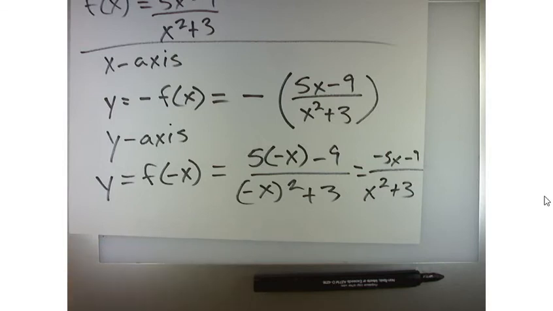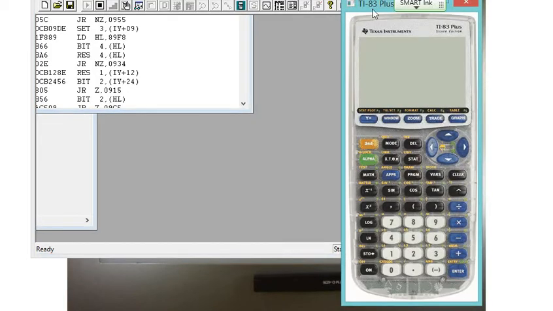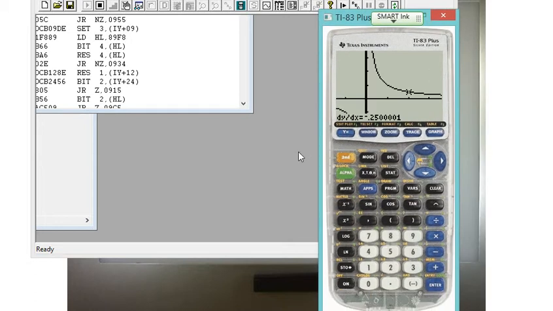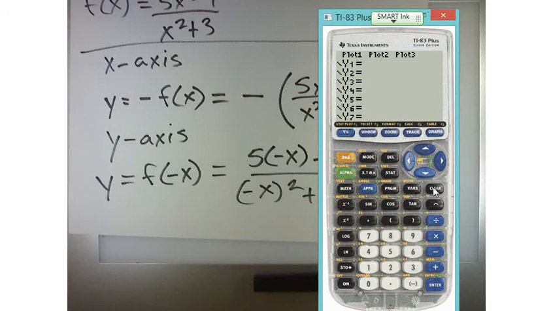Now I can verify this graphically, so the first thing I want to do is I want to graph this in my calculator. Hang in there guys, we're almost done. I know the bell's going to ring in a second. Alright, so my original function, we're almost done, hang in there.